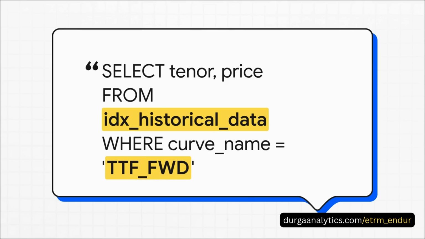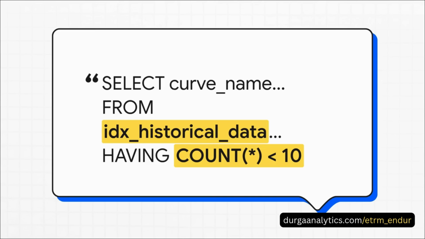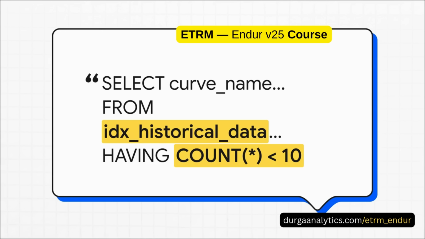But we can get even smarter. This query here, this isn't for viewing data, it's a proactive health check. It automatically scans the database for any curve that has fewer than, say, 10 data points, a huge red flag for an incomplete or failed data load. Running this before your end-of-day process can literally prevent a catastrophic failure in your mark-to-market run. This is what we call fundamental automated risk control.